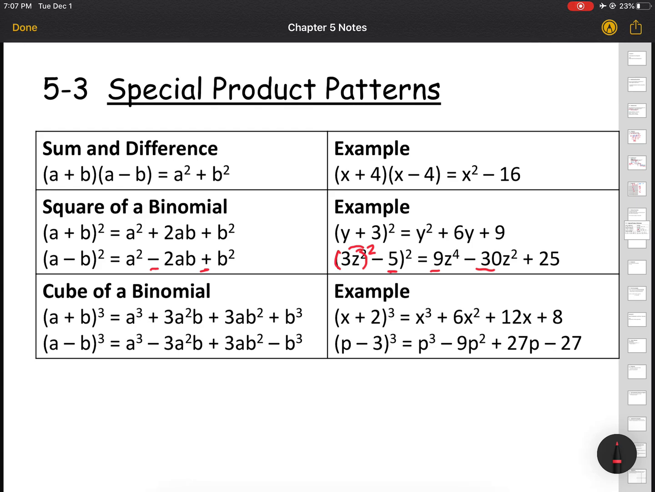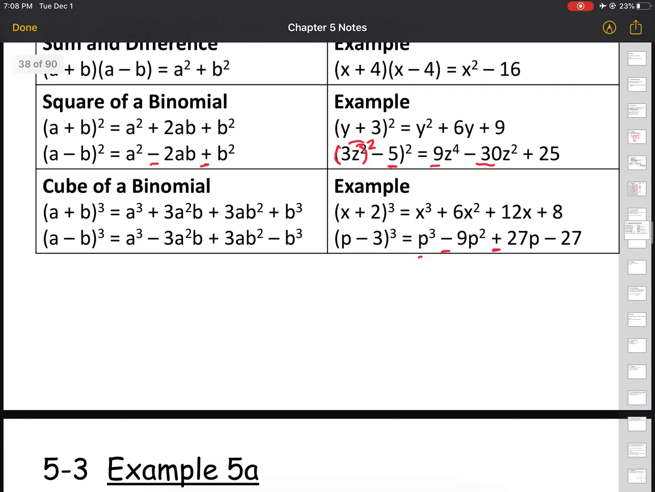Same thing kind of applies with (a - b) to the cubed power. So the first term to the third power, like we have in this example here with p, then minus 3 times our first term squared times our second term, then plus 3 times our first term times our second term squared, minus finally our second term to the third power. So let's see how we could practice some of these.